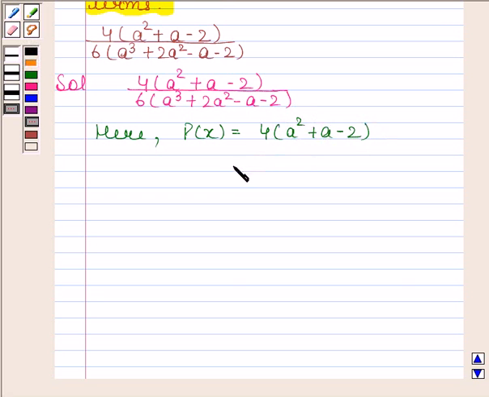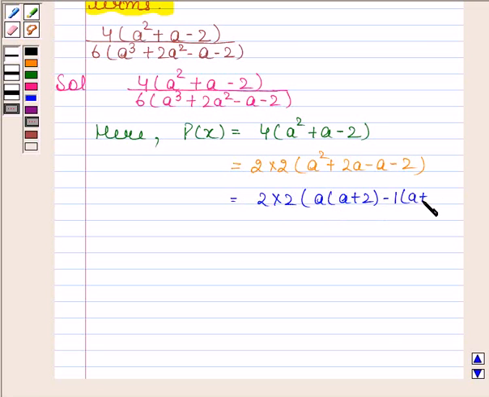Now this can be written as 4a² + 2a − a − 2, which is equal to 2a(2a + 2) − 1(a + 2)... and this is equal to (2a − 1)(a + 2).